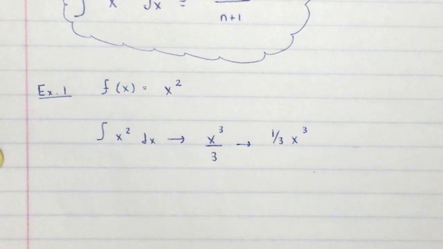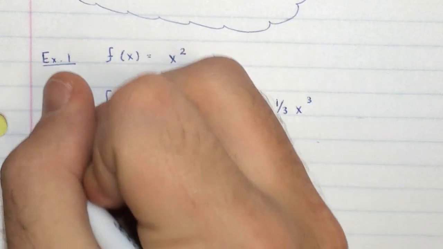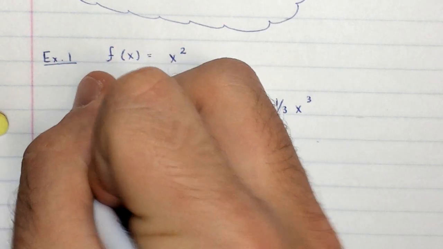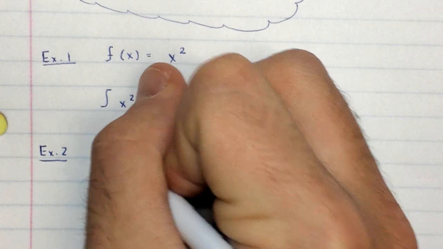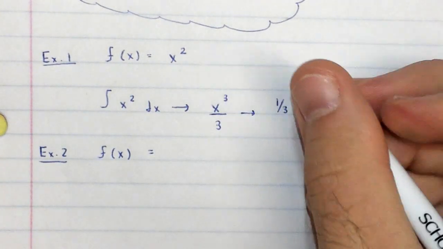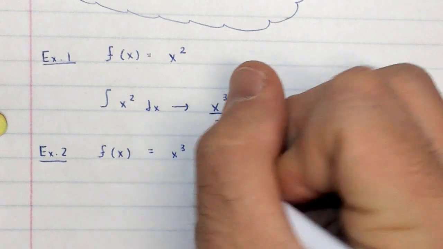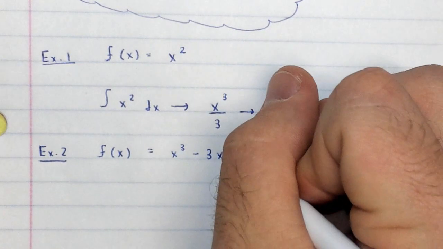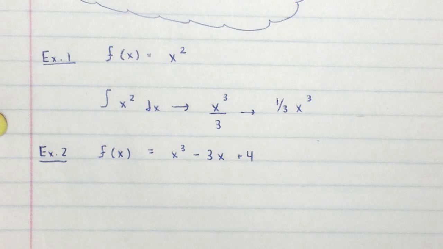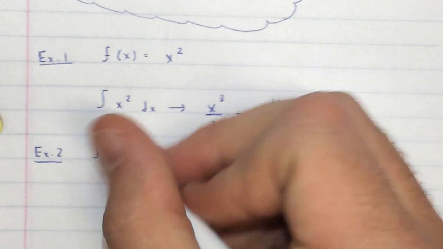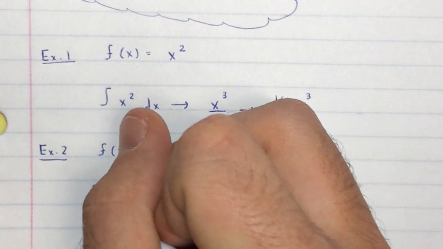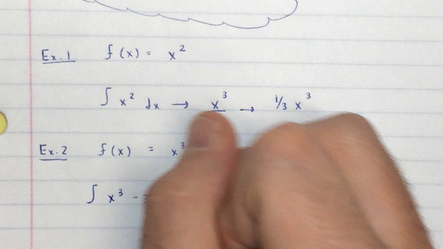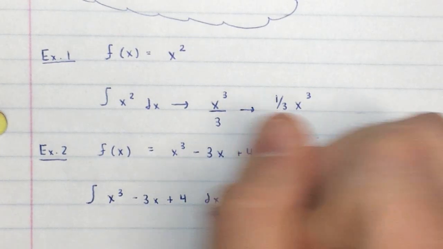Cool? Alright, let's do another one. Let's look at example number 2. Let's look at the function f of x is equal to x cubed minus 3x plus 4. And I want to find its antiderivative. If I'm finding the antiderivative, what operation am I doing? I'm integrating. So I'm going to integrate the function I'm looking at, x cubed minus 3x plus 4. Don't forget your dx.